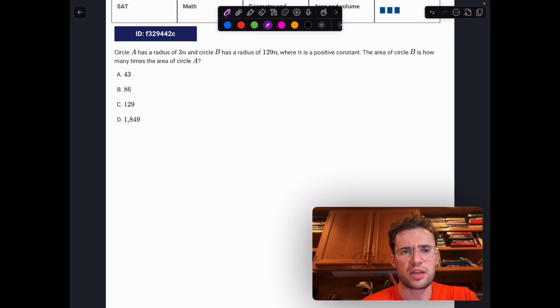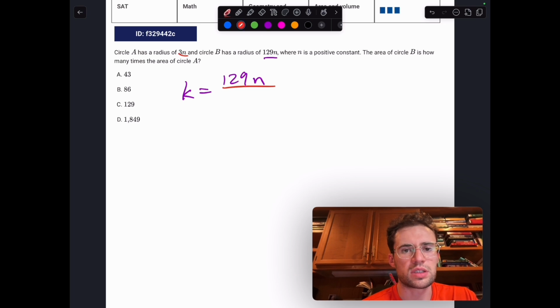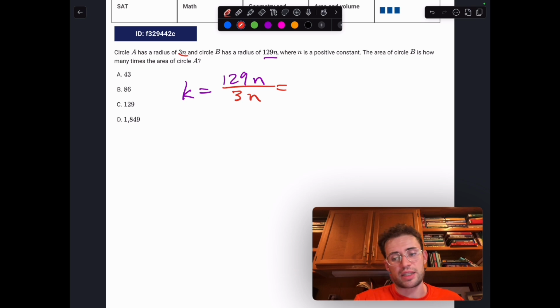All right, well, first you can just find the scale factor. So K would be equal to the side length of B. So that's going to be 129n divided by the side length of A. So that's 3n. And side length, it's actually a radius, right? Not a side length, but that's just a one-dimensional unit or one-dimensional measure of it. So the n's will cancel out, and then 129 divided by 3 gives us 43. So your scale factor, your K value, is 43. If you feel more comfortable, you could also write it as 43 over 1. Right, that's like the ratio of the sides of B to the sides of A.